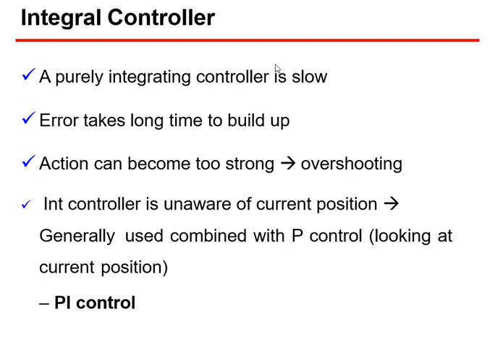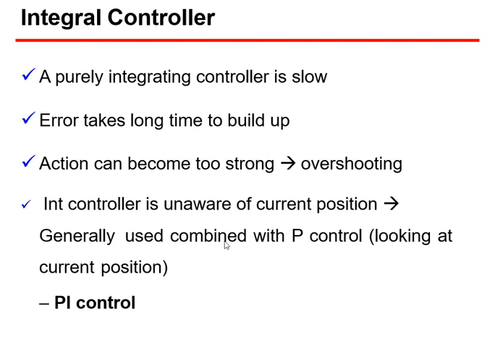A purely integrating controller is slow. The error takes a long time to build up, and that is again one important point. Action can become too strong, like overshooting, if the gain is very high or system deviation is very high. An integral controller is unaware of the current position.